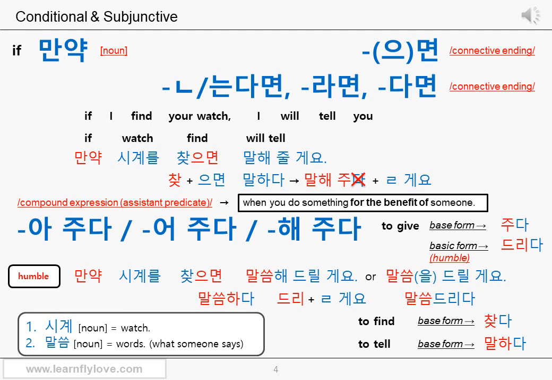만약 시계를 찾으면 말씀드릴게요. 만약 시계를 찾으면 말씀드릴게요. You can of course omit the noun 만약. 시계를 찾으면 말씀드릴게요. Or 시계 찾으면 말씀드릴게요.